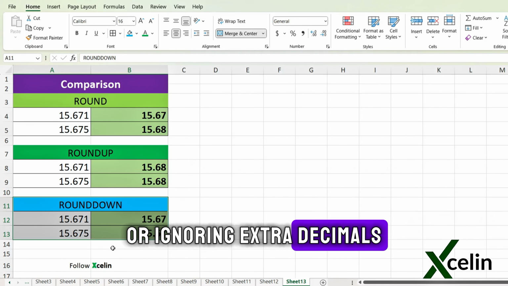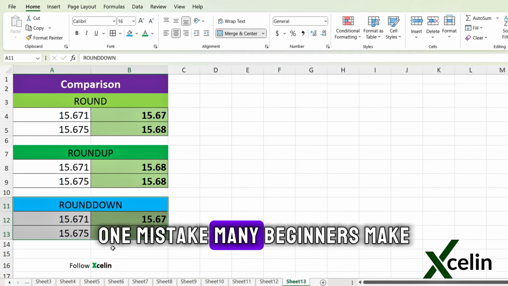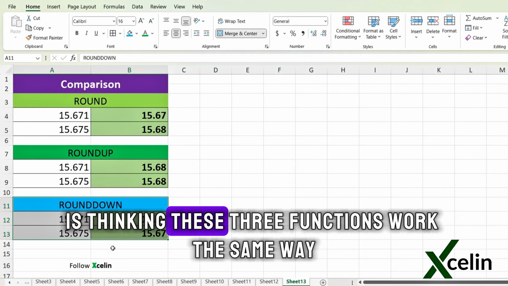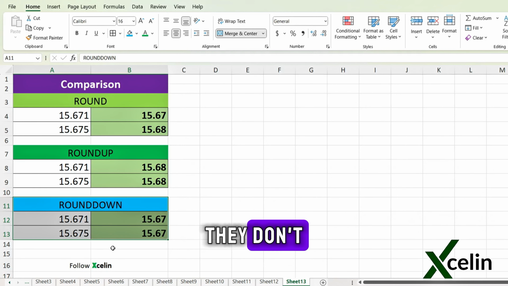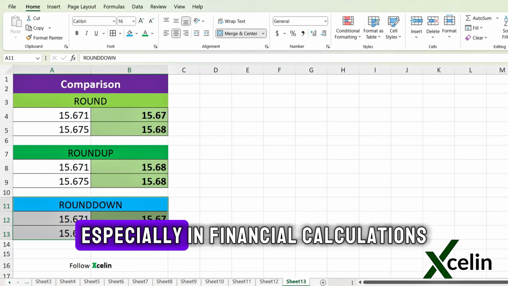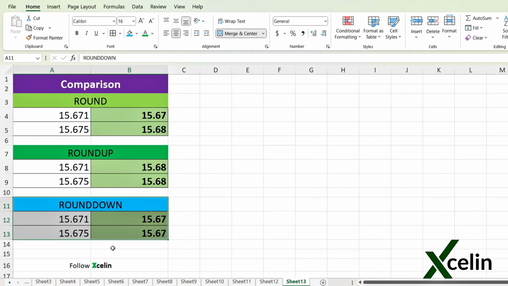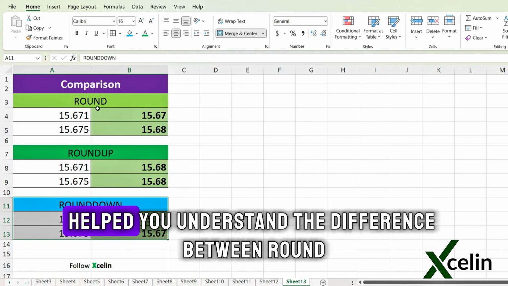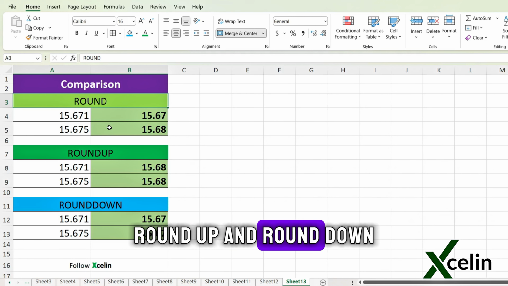ignoring extra decimals. One mistake many beginners make is thinking these three functions work the same way. They don't. Choosing the wrong function can completely change your final result, especially in financial calculations. I hope this video helped you understand the difference between ROUND, ROUNDUP, and ROUNDDOWN.